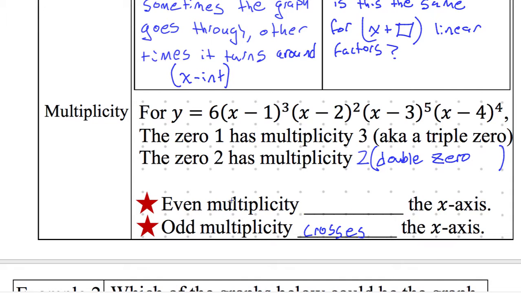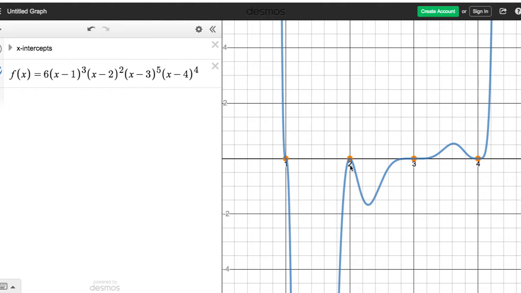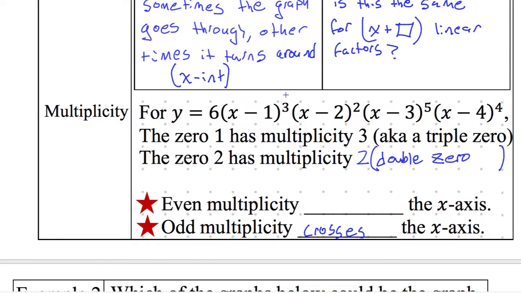But when I have an even number, so let's look at our even numbers, x minus 2, when it's even, it turns around. It turns back. Another way to say that is that it just touches the x-axis and then comes back. So I'm going to use the word touches, like you go up to a fence, you touch it, and then you run away, or you ring a doorbell and then you run away. So I'm going to say it touches. So even multiplicity just touches the x-axis and then runs away. It touches and then runs away.